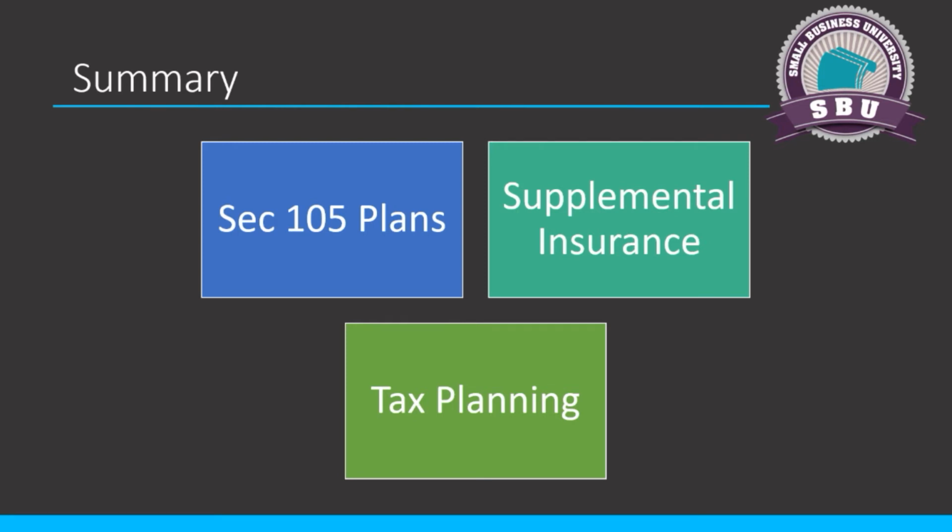105 plans are again a reimbursement plan and a way to handle medical costs and get a deduction for them, but they're not nearly as used in S corporations as they are in partnerships and things like that. Second, there's the supplemental insurances like vision, dental, life insurance, and more.